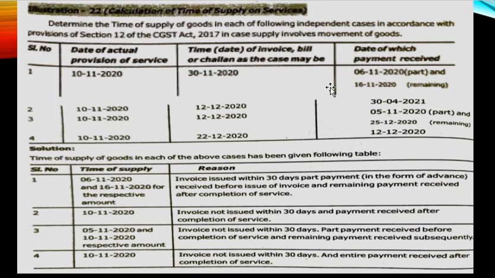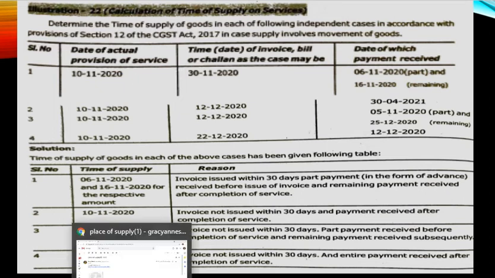For the next payment, the remaining amount to be paid, the date of actual provision of the services, when the service was actually rendered, 10/11/2020, will be earlier compared to 30/11/2020 and the later payment date. So 6/11/2020 and 16/11/2020 apply for the respective amounts. The invoice was issued within 30 days, part payment was received in the form of advance before issue of invoice, and the remaining payment was received after completion of services.